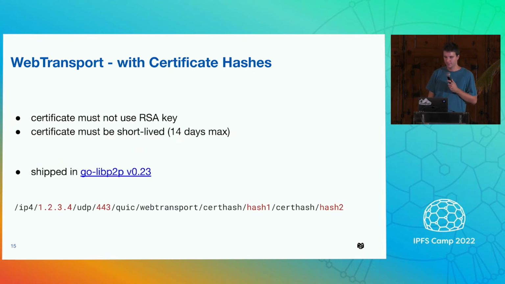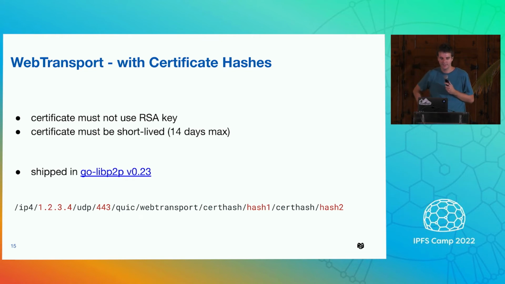So in libp2p, we can use that. We already have multi-addresses, right? And we can put stuff into multi-addresses. We do this by just adding the hash of the certificate to the multi-address. So now, if I give you a multi-address like this, you will know the port, the IP, that it's WebTransport, and the hash of the certificate. So your browser can establish a secure connection to me.